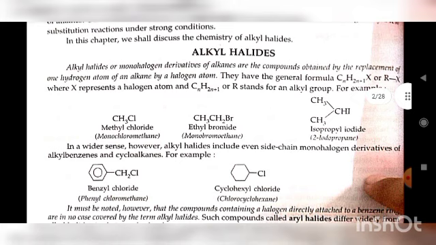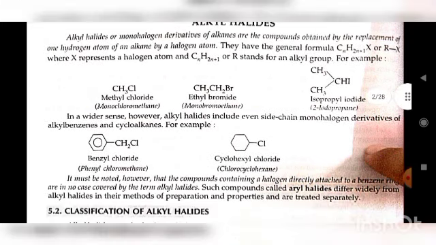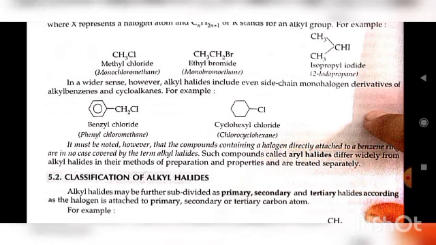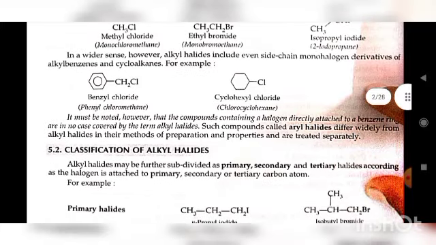In a wider sense, however, alkyl halides include even side chain monohalogen derivatives of alkyl benzenes and cycloalkanes. For example, benzyl chloride, cyclohexyl chloride. It must be noted, however, that compounds containing a halogen directly attached to a benzene ring are in no case covered by the term alkyl halides. Such compounds, called aryl halides, differ widely from alkyl halides in their methods of preparation and properties, and are treated separately. Classification of alkyl halides.